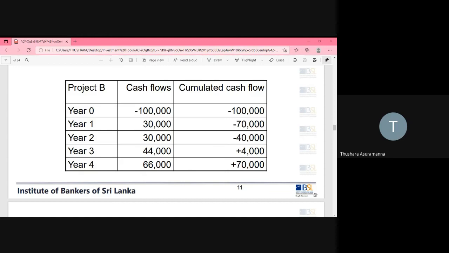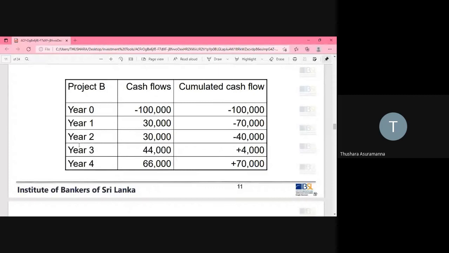Yes, sir. Fine. Then what we are trying to understand here is, if you go to the end of year 2, you still have 40,000 to recover up to the payback point. The payback is basically when it has to go from negative to positive. So by end of year 3 you have 4,000 positive. So it is in between these two. This 40 has to be within this 44. Is that clear? Yes. Right.